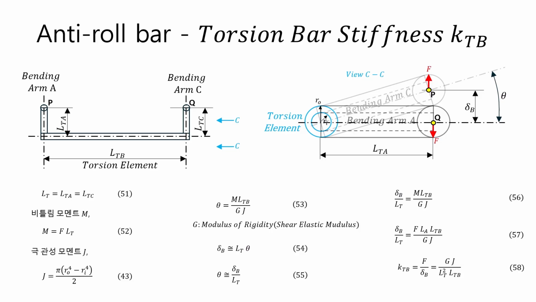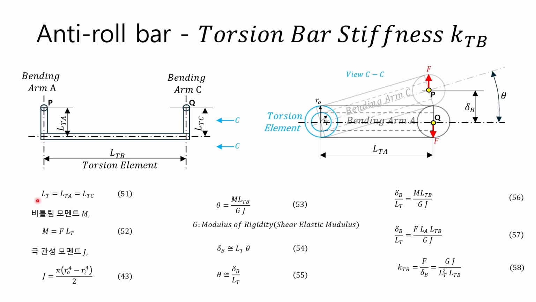Next, let's find the torsional stiffness of the torsion element of the anti-roll bar. The figure on the right is the side view of the figure on the left. As shown in the figure, when a coupled force F is applied to the end of the bending arm, a torsional torque is generated in the torsion element. Each theta represents the torsion angle, and delta B represents the relative displacement of the bending arm points P and Q. As shown in equation 51, if the lengths of the moment arms LTA and LTC are equal, this can be expressed as LT.